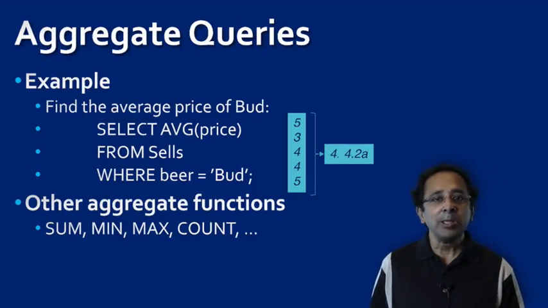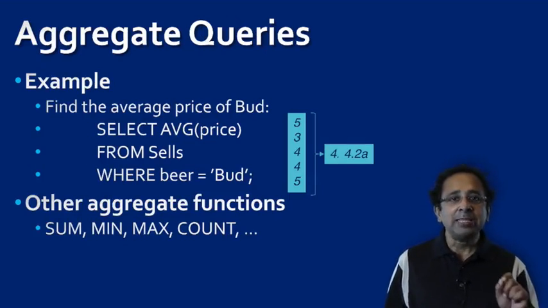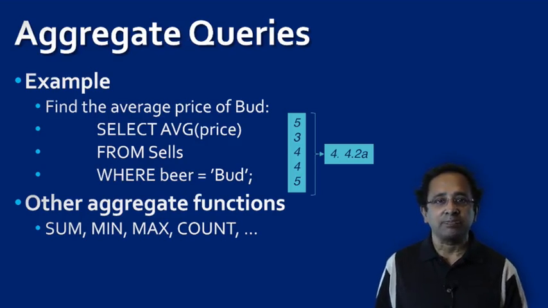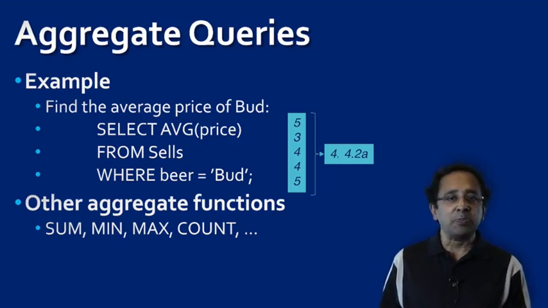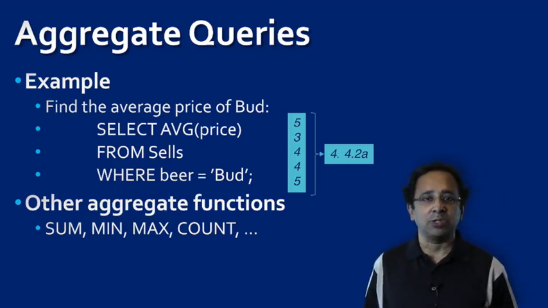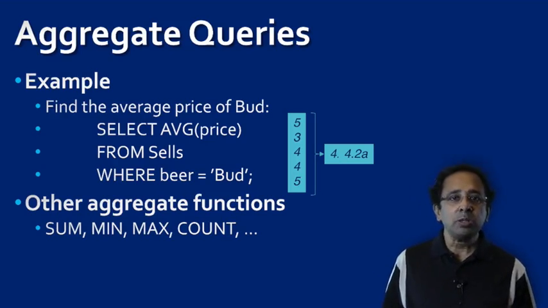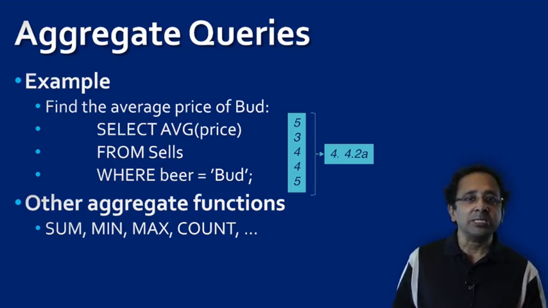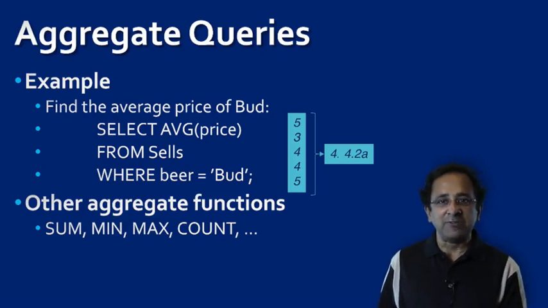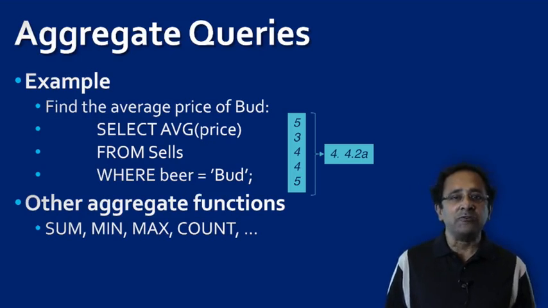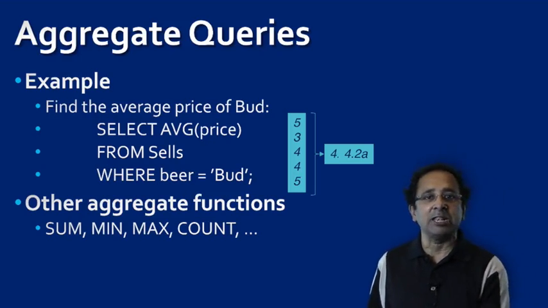What's an aggregate query? Let's use a simple example of finding the average price of Bud. This is like a simple select-project query with the additional aspect that it takes a list of price values of Bud from different bars and then computes an average. In the example shown, the average of the 5 prices is 4.2. In other words, the AVG function takes a list of values and produces a single value.